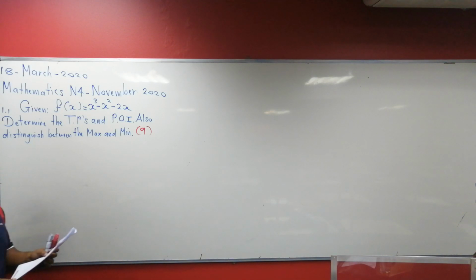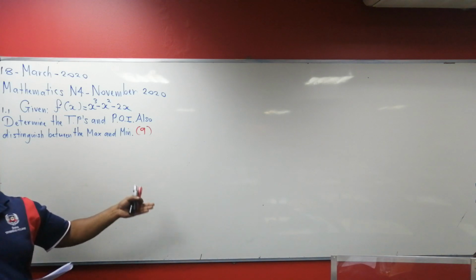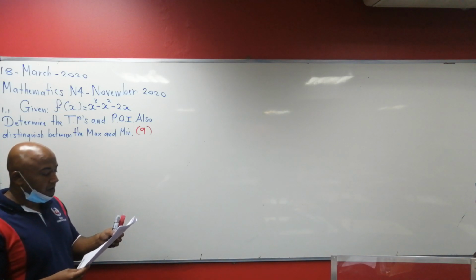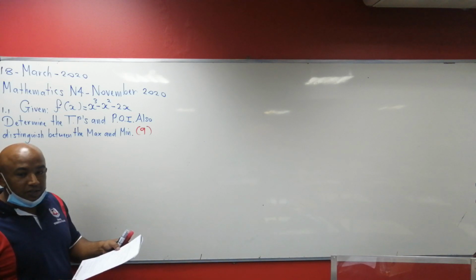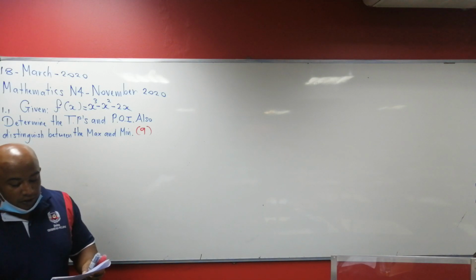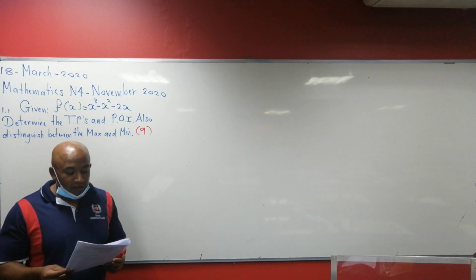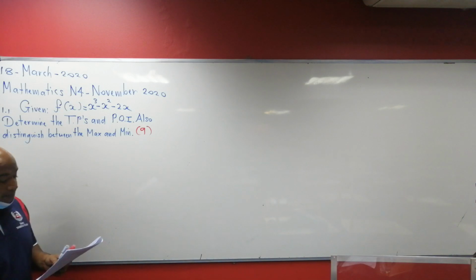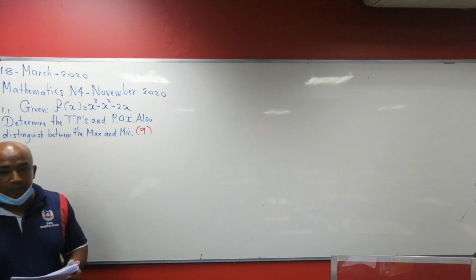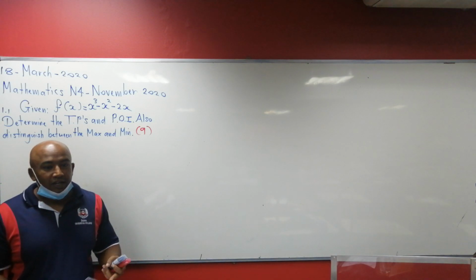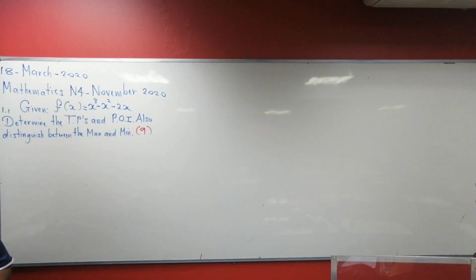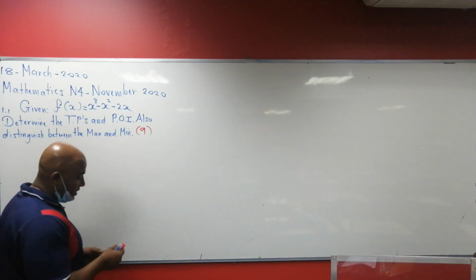So the question is, and I just wrote a summary of basically what they want here. This is the full question. Calculate by using differentiation the coordinates of the turning point and the point of inflection of the cubic function. Also distinguish between the maximum and minimum turning points by using the second derivative, 9 marks. Okay, so now let's see what we're going to do.